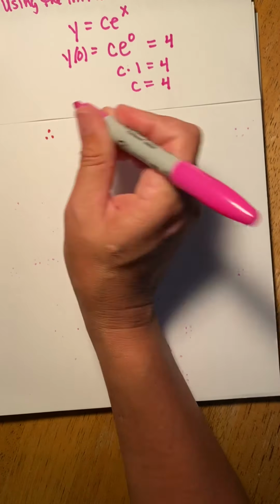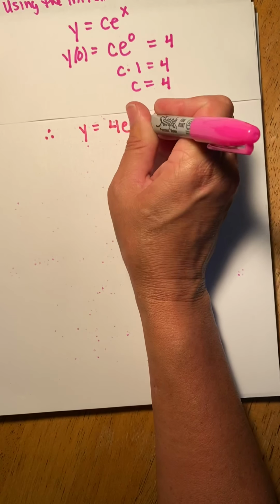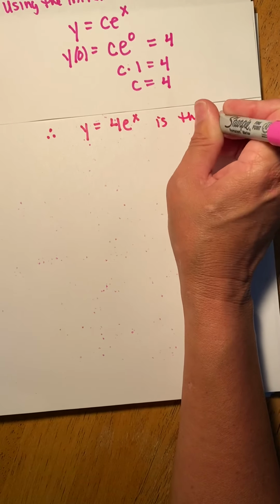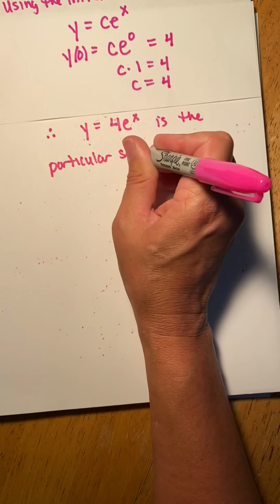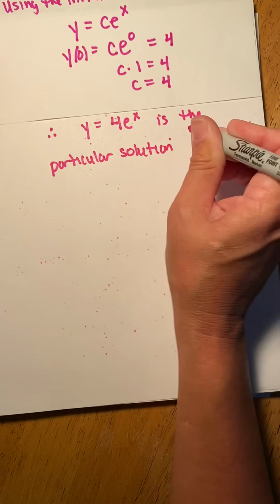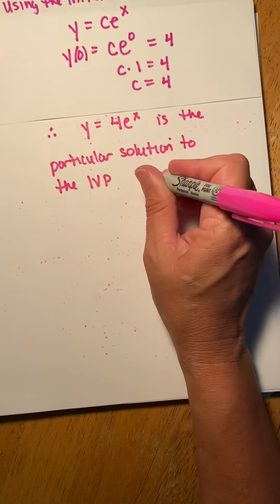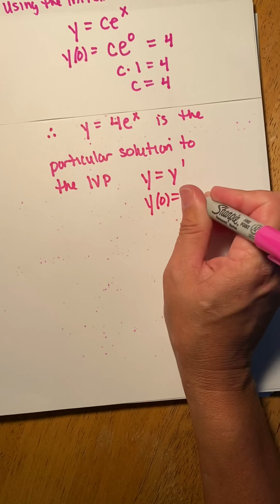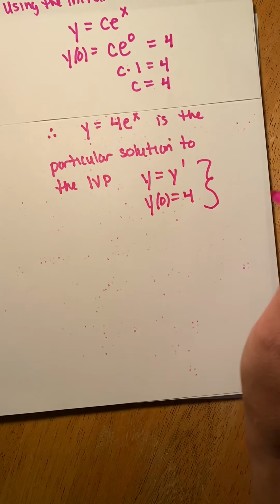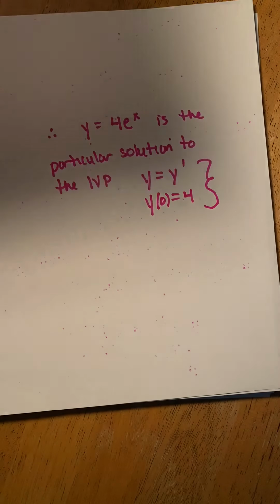So therefore, y equals 4 e to the x is the particular solution to the initial value problem y equals y prime, with the initial condition y of 0 equals 4. And those would be given to us unless we were creating the model ourselves, but we're not at that point yet.